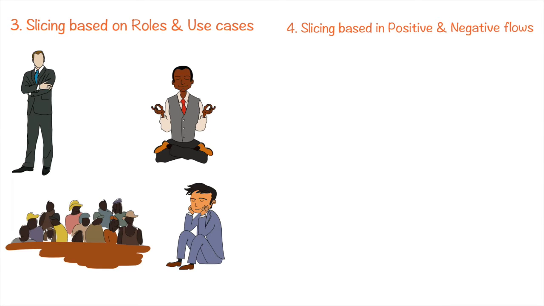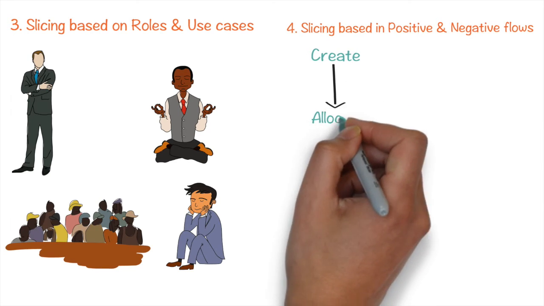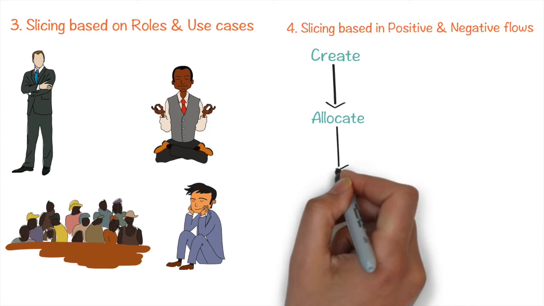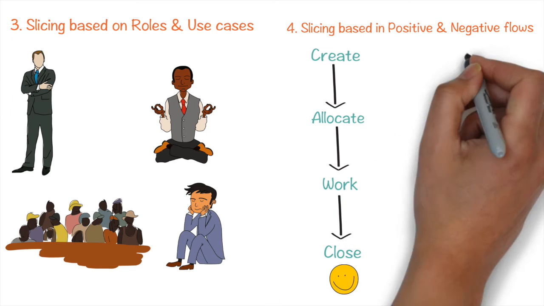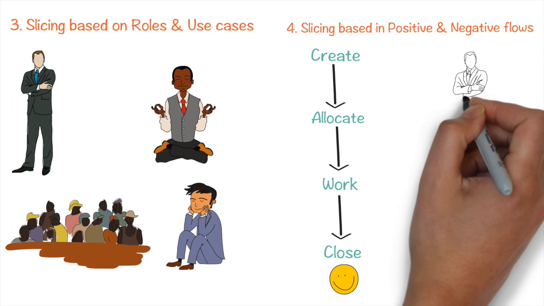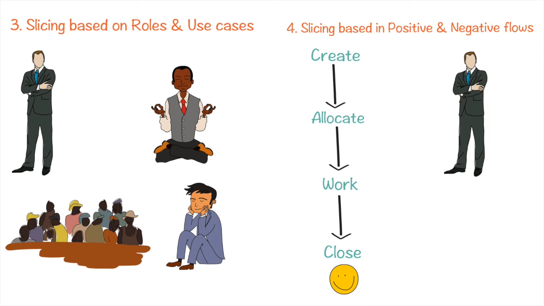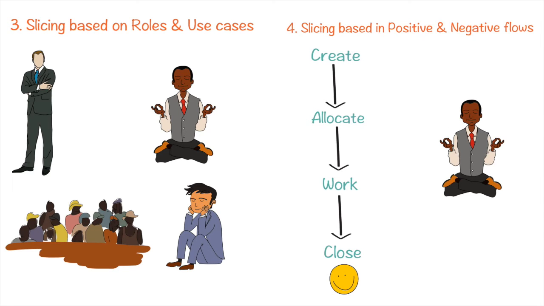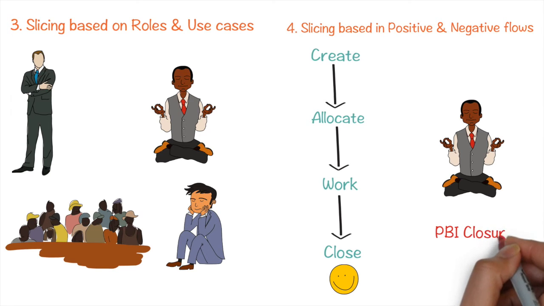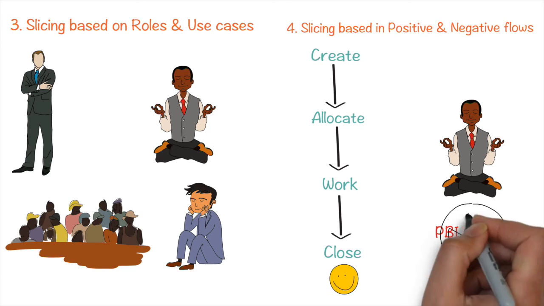The next approach can be to identify PBIs based on positive and negative flows. That is, one is a happy flow where everything happens as expected. That is, a PBI is created by the PO, the PBI is allocated to a sprint with assignees, the team works on them, and PO closes them. In the negative flow, we identify unexpected scenarios. Say the PO created a PBI and later, for whatever organizational reasons, he becomes the Scrum Master and he now shouldn't have access to create new PBIs or close the existing PBIs.